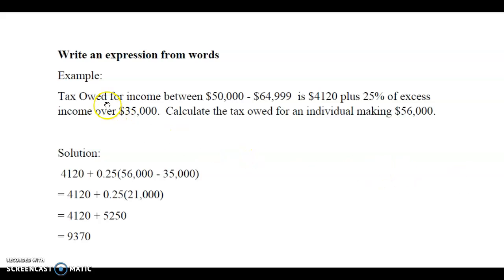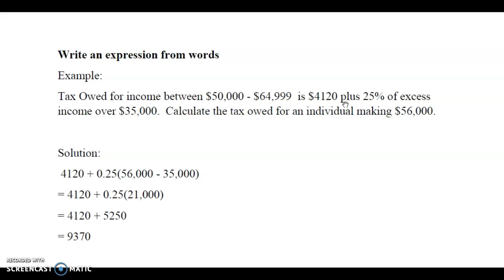So let's say that the tax owed for income between $50,000 and $64,999 is $4,120 plus 25% of excess income over $35,000. Calculate the tax owed for an individual making $56,000. So we see very similar language to what you saw in the unit. We want to make this expression: 4,120 plus 25% of excess income over 35,000. We want to write that in an expression form, and you see that down below.